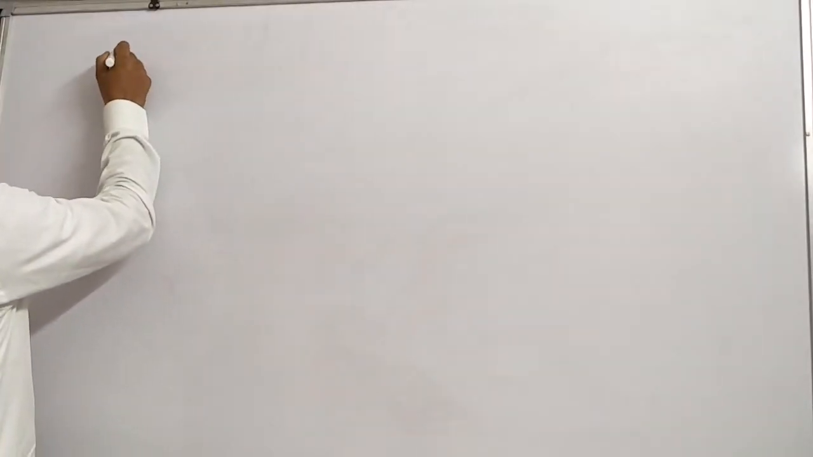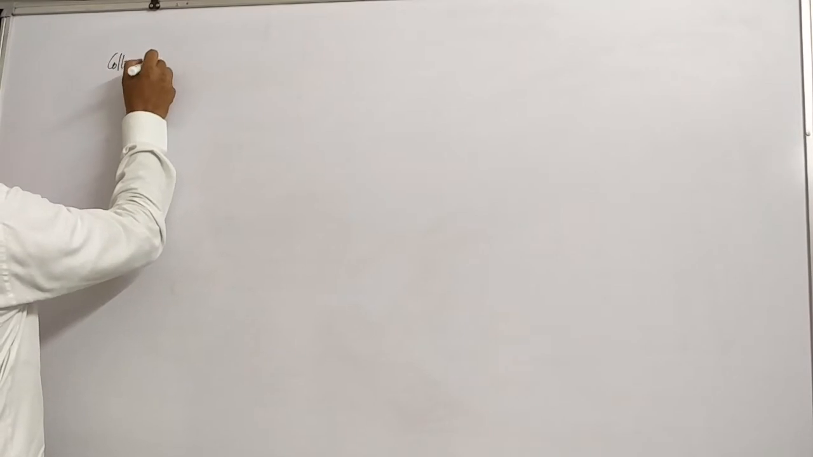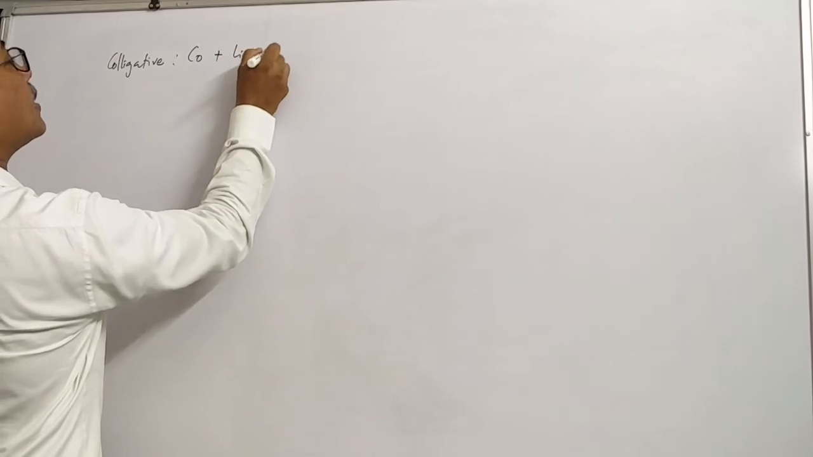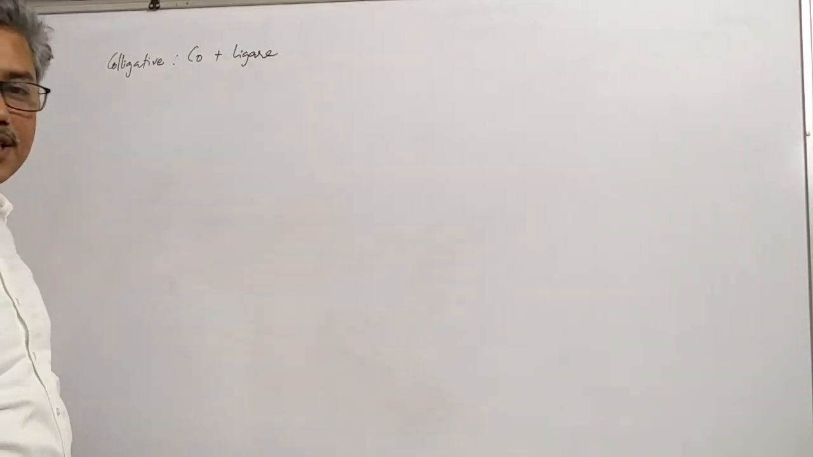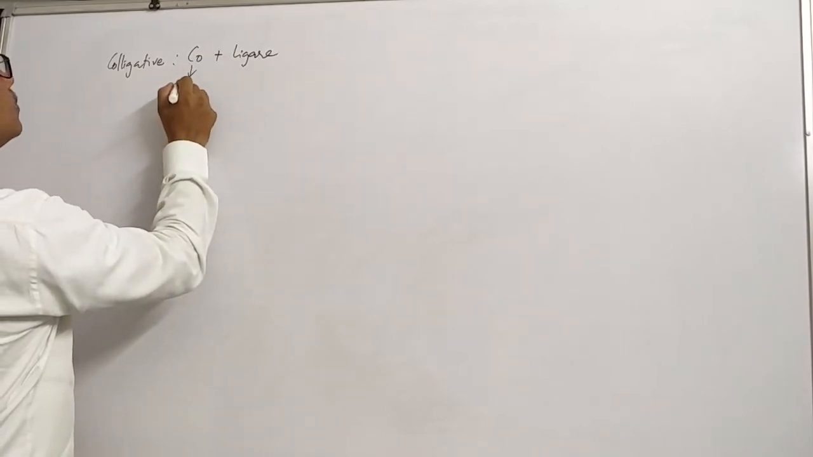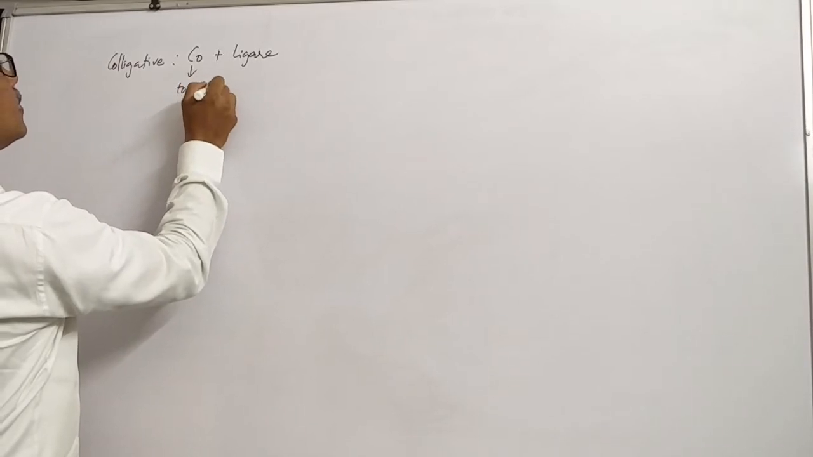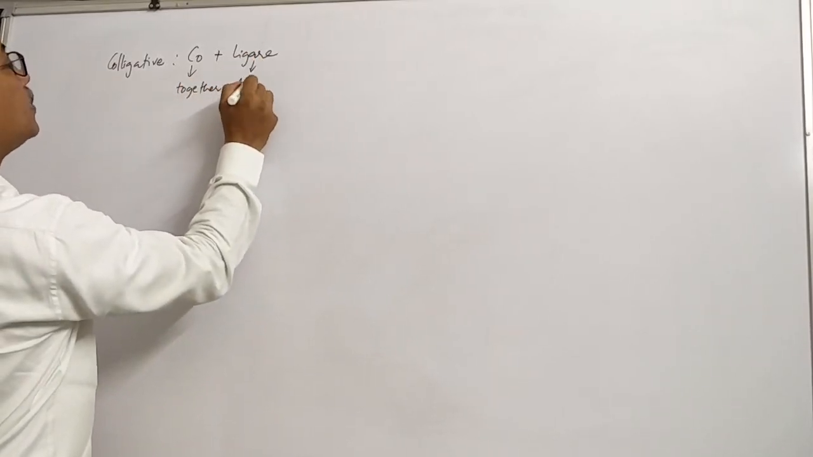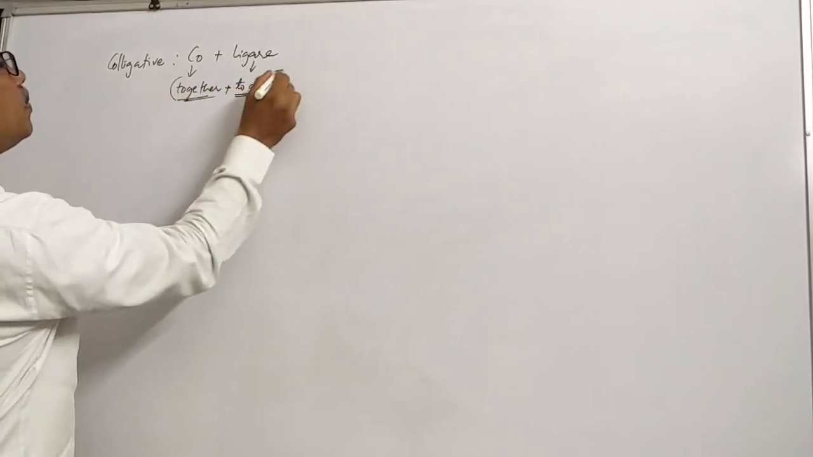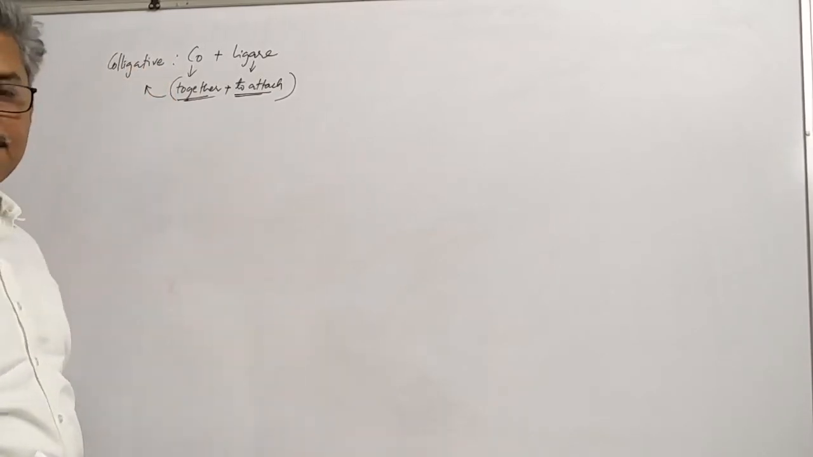Hello students. Now let us take up the discussion of the colligative properties one by one. See students, colligative stands for co plus ligar. In Latin language, co stands for together, ligar stands for to attach. Therefore, these two put together, it will become colligative.